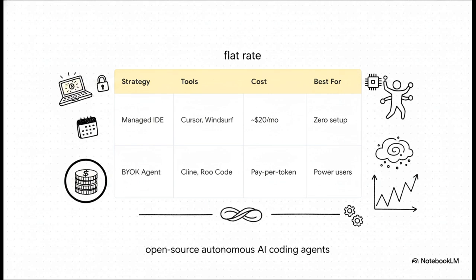But the BYOK agent strategy, like Cline or RooCode, is pay-per-token. Now, if you're a casual developer, coding just a few hours a week, running a BYOK agent might genuinely only cost you $2 or $3 a month, so it can be drastically cheaper.